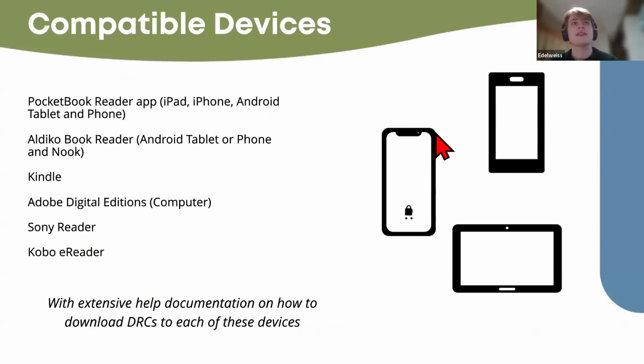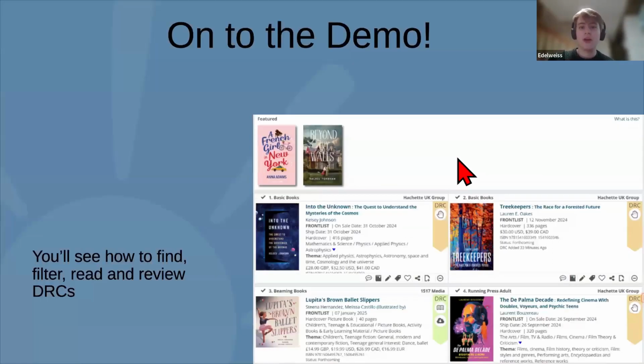And here's a list of the compatible devices. So you'll see some familiar e-readers here, as well as some apps that can be used on Android or iPhone. And there's extensive help documents for every one of these. So if you have any of these devices or apps, but not quite sure how to go ahead, we won't actually cover that in the video because obviously there's so many of them, but there's a help document for every single one.